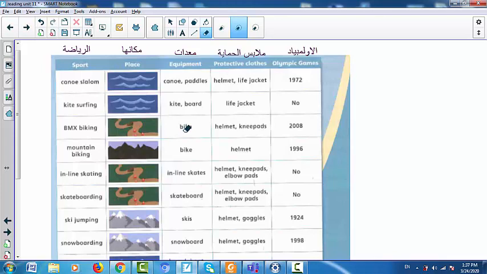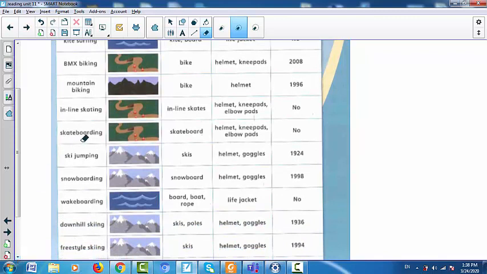BMX biking: bike, helmet, knee pads. It appeared in 2008. Mountain biking: bike, helmet, in 1996. Inline skating: inline skates, helmet, knee pads, elbow pads. It doesn't appear in the Olympics. Skateboarding: skateboard, helmet, knee pads, elbow pads, and it also doesn't appear in the Olympics.